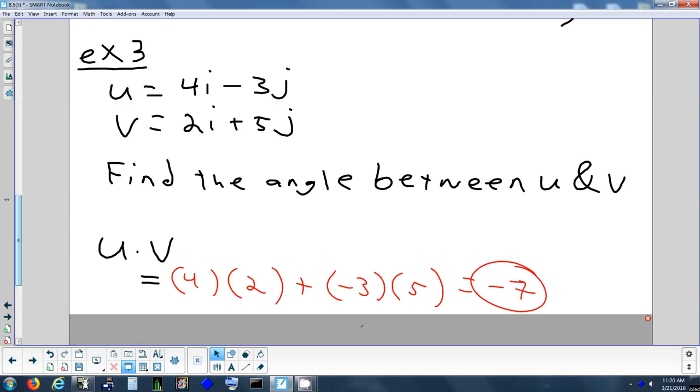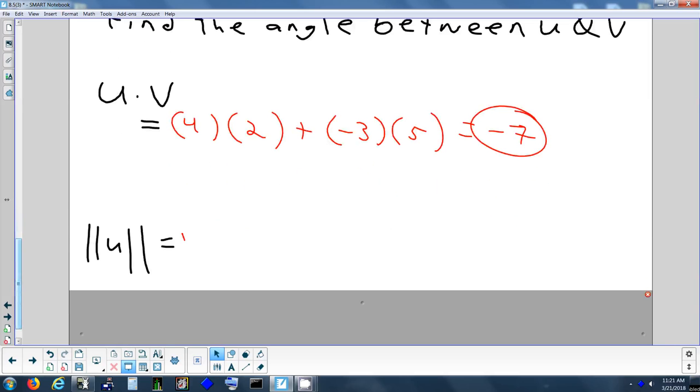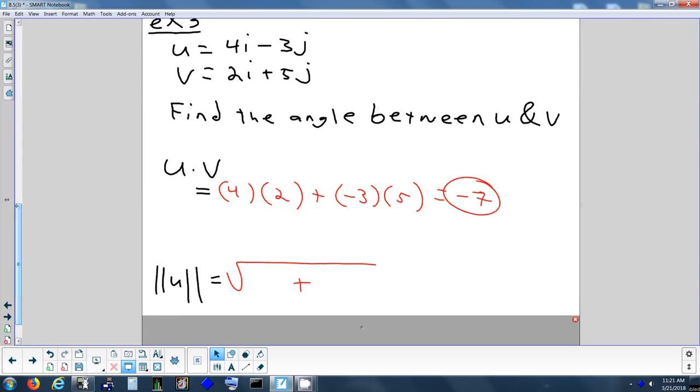What's the next thing I need? Find the magnitude. I need the magnitude. So let's do the magnitude of u. I'll just start out with my square root. And Matt, what's going to be my calculation to find the magnitude of u? Ian, can you help at all? How are we going to find the magnitude of u? 4 squared and 3, -3 squared. Yep. So we're going to do 4 squared plus -3 squared.